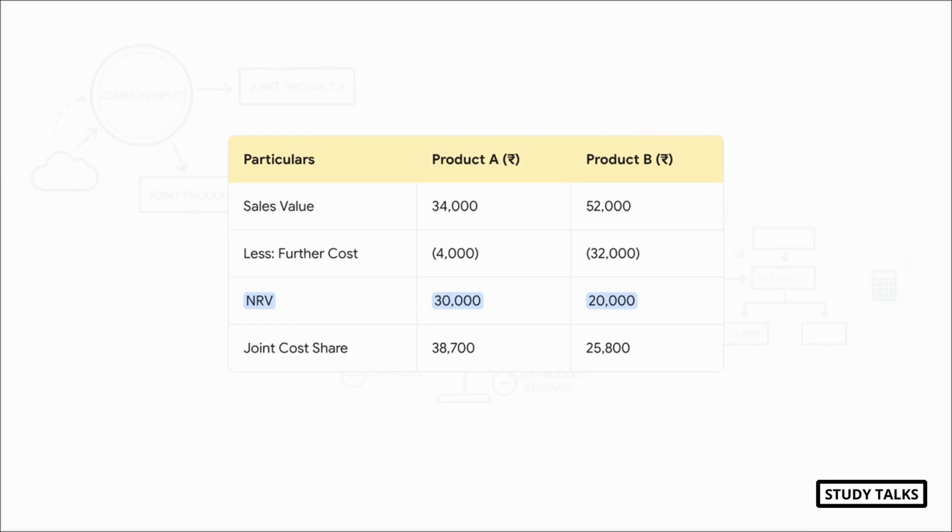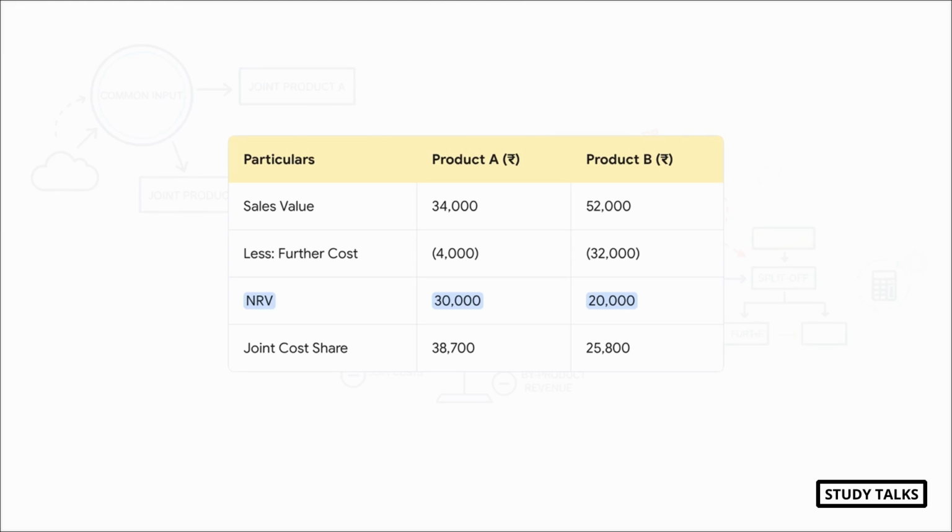Let's look at a quick example to see this in action. Product A sells for $34,000, but it costs $4,000 to finish it. So its NRV is $30,000. Now look at product B. It sells for a much higher $52,000, but it needs a whopping $32,000 in further costs. So its NRV is only $20,000.